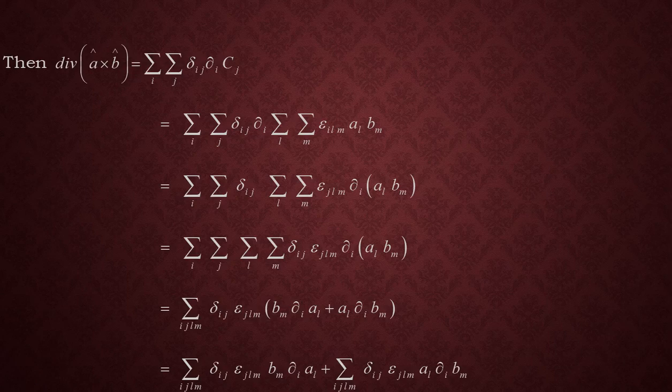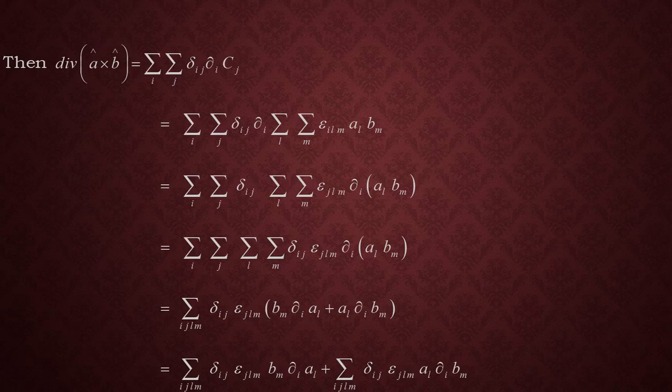Div of A cap cross B cap equals summation sigma over I summation sigma over j delta suffix ij dou I C suffix j. Here the indices I and j take the values 1, 2 and 3. C suffix j is the jth component of the cross product A cap cross B cap. In this representation, we have to substitute the value of C suffix j.